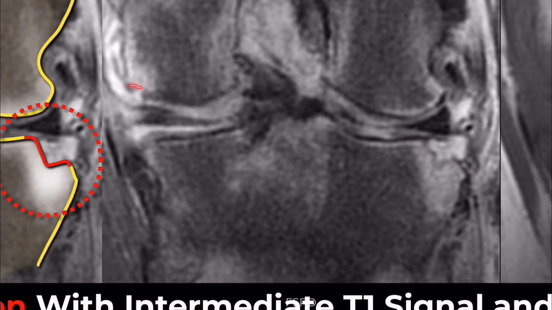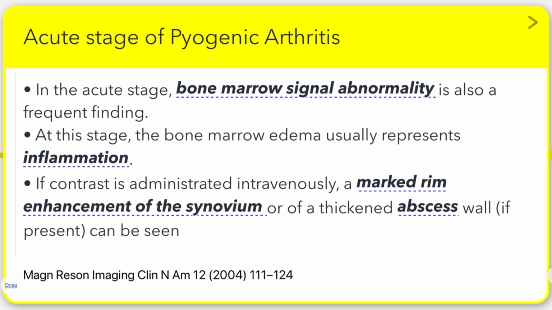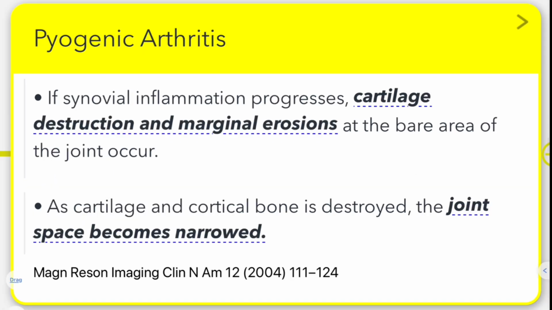It's crucial to note that MRI is highly sensitive and specific for detecting early cartilaginous damage and characterizing joint effusion. This makes it an invaluable tool for early diagnosis and monitoring in septic arthritis.